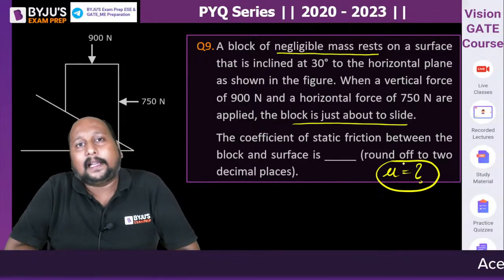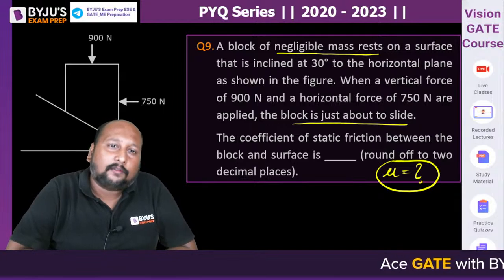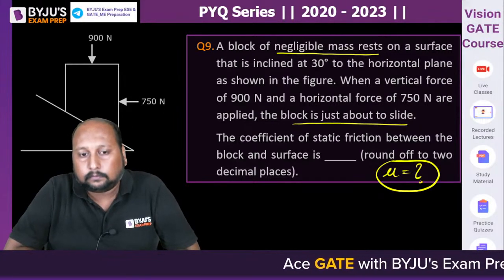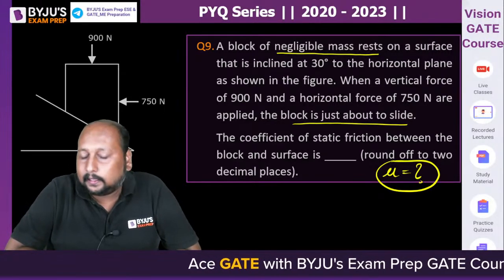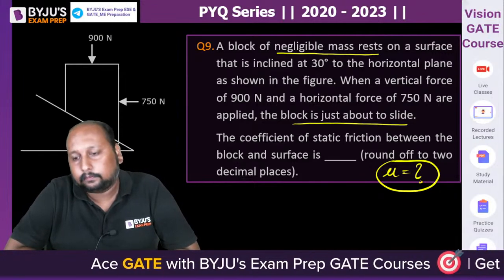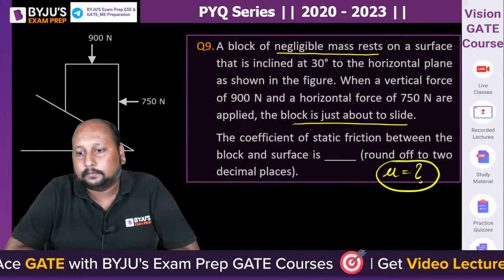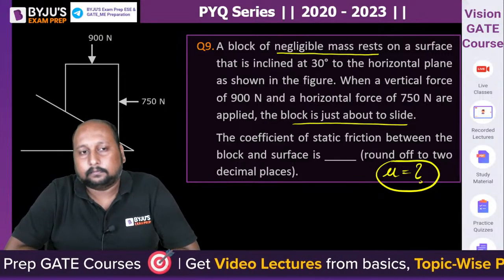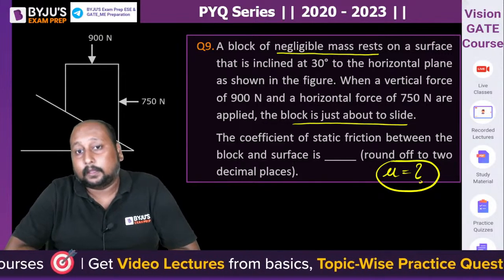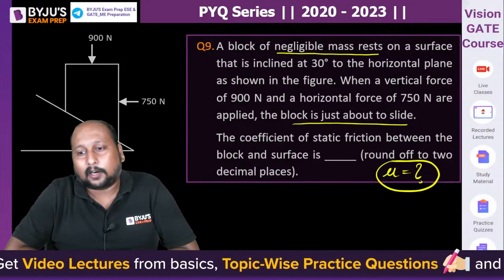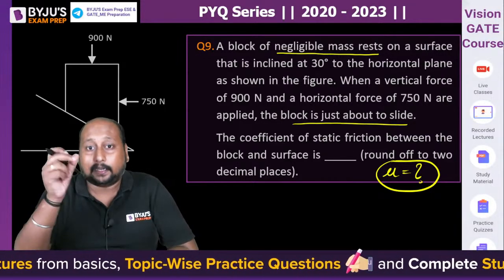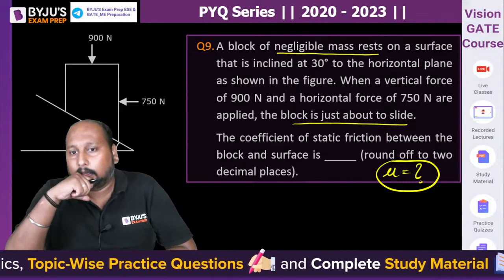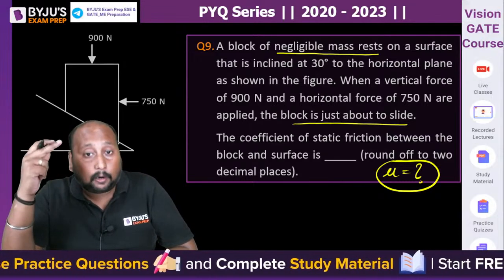Now, first of all, tell me what will be the direction of friction? Anyone? Who can tell me? Upward or downward? The block is not having any mass. It is negligible mass, and the body is about to slide.